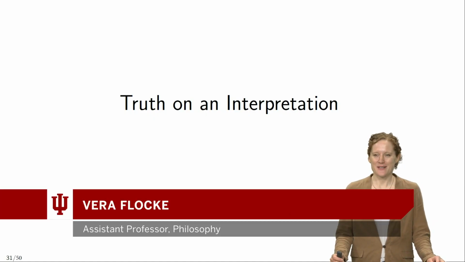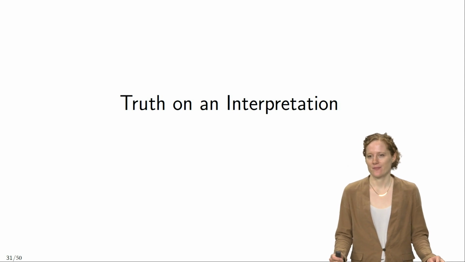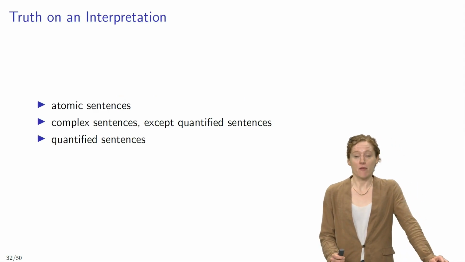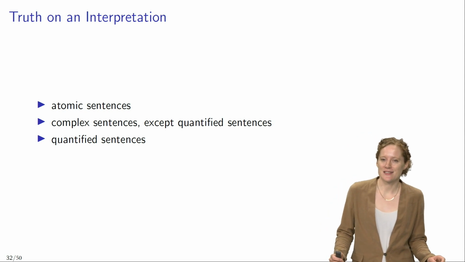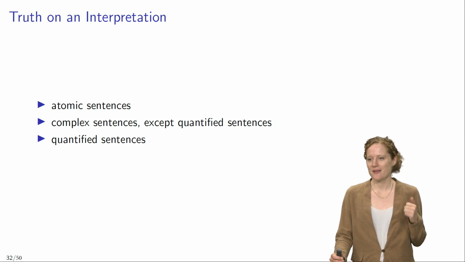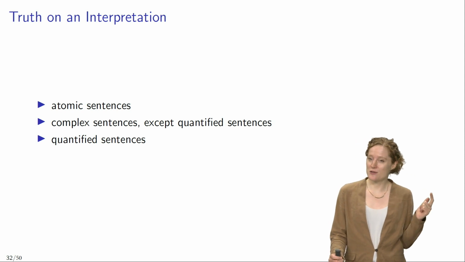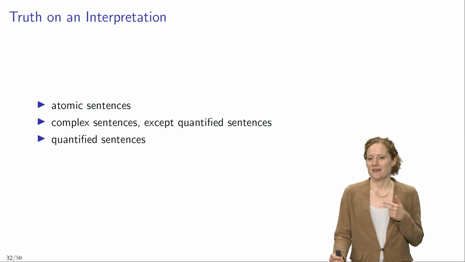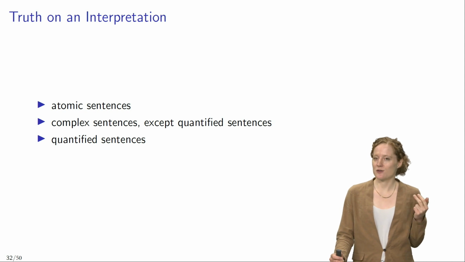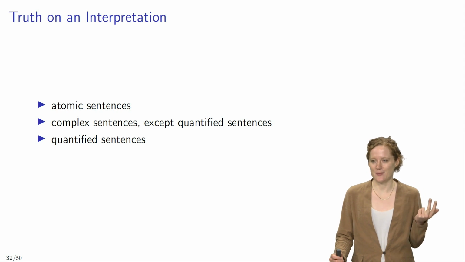We have discussed what FOL interpretations are, and next we are going to discuss what it takes for FOL sentences to be true on a given interpretation. Now, we are going to proceed in 3 steps. First, we are going to discuss what it takes for atomic sentences to be true on a given interpretation. Then we are going to look at complex sentences, but to the exclusion of quantified sentences. And then in the third step, we are going to look at quantified sentences and what it takes for quantified sentences to be true on an interpretation.